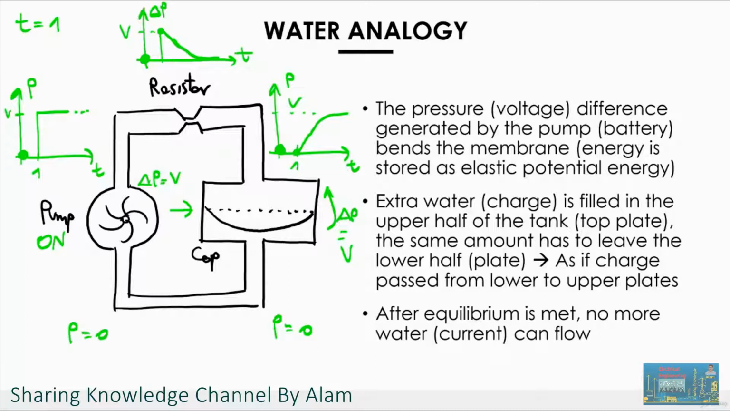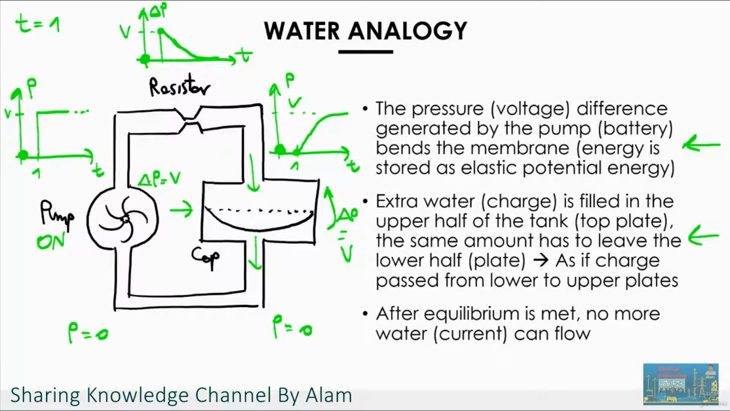So this membrane that is in a stress condition, it is bent, is storing energy as elastic potential energy. Regarding the charge, it's easy to see from this water analogy that whatever charge entered the upper chamber, the same amount of charge has to have left the second chamber, because the membrane is completely watertight, you simply move the membrane. So the same amount of water that entered from the top left the bottom of the capacitor.